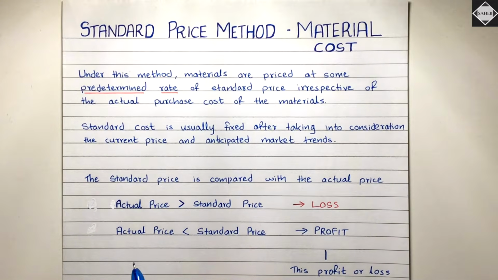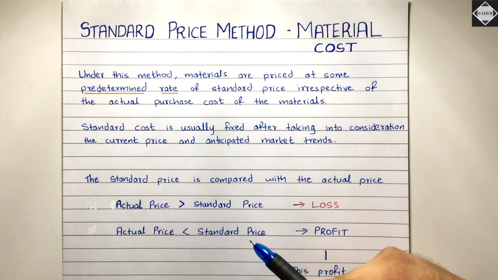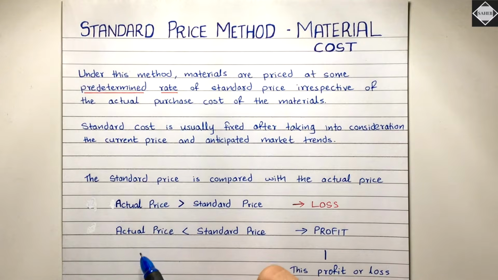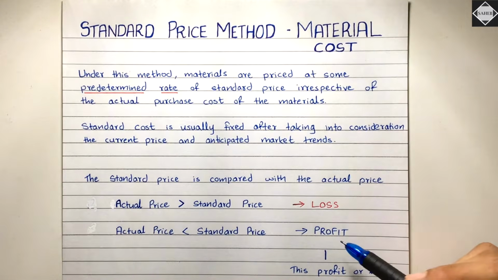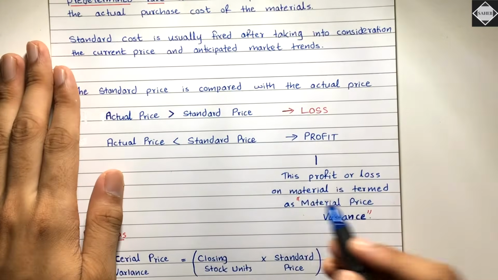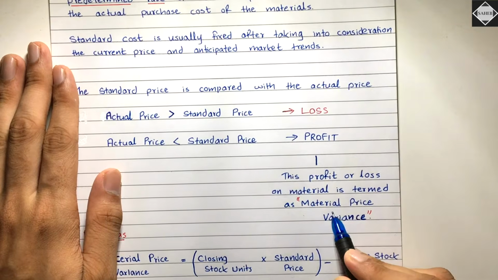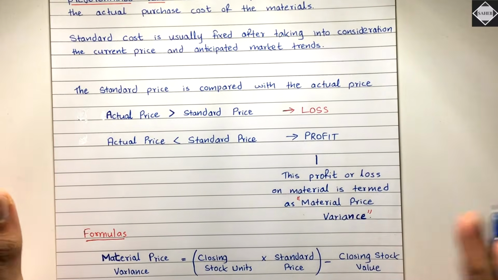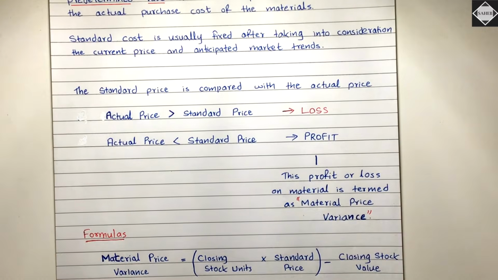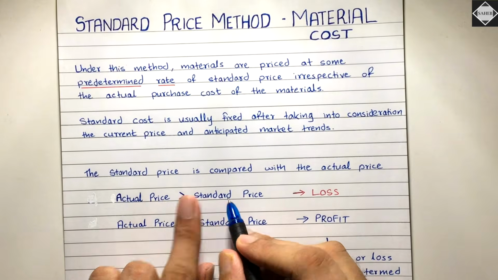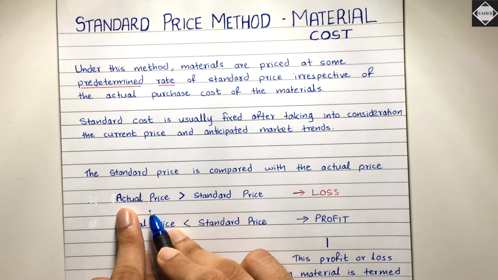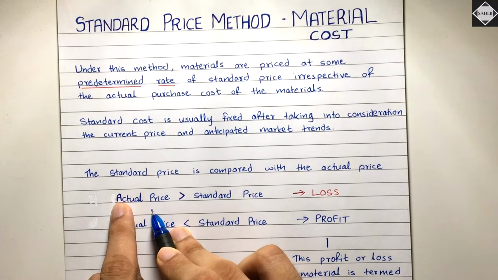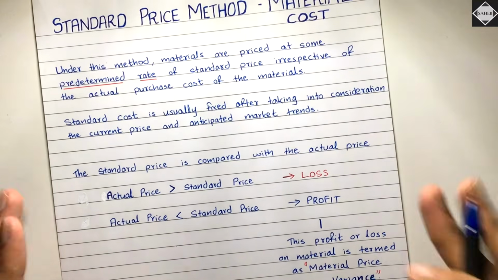And if actual price is less than standard price, you thought that standard price would be 20, but actual price is 18. If this happens, then you have made a profit of 2 rupees. Is that clear? So now this profit or loss on material is termed as material price variance. What is this variance? Variance is nothing but just a difference between the budgeted data and the actual data. What you forecasted and what has actually happened. That's called variance, the difference, the variation.